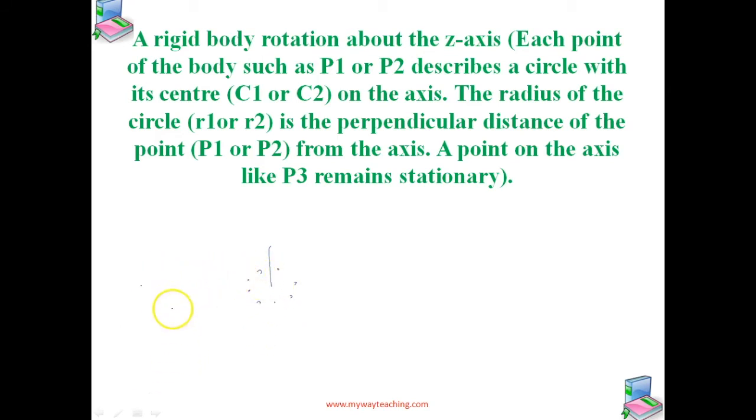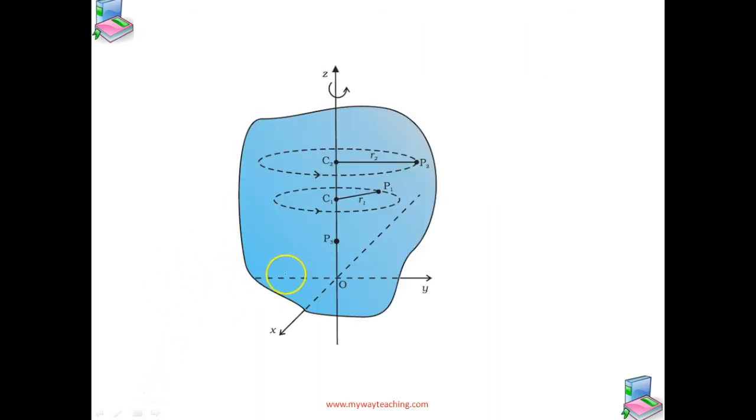Here in this figure, it shows the rotational motion of a rigid body about a fixed axis, the z axis of the frame of reference. So it is an example of rotational motion of a rigid body.